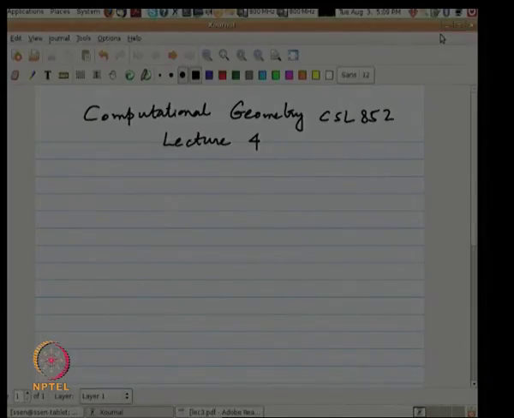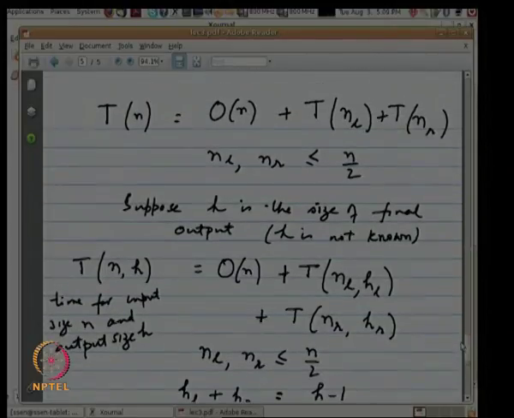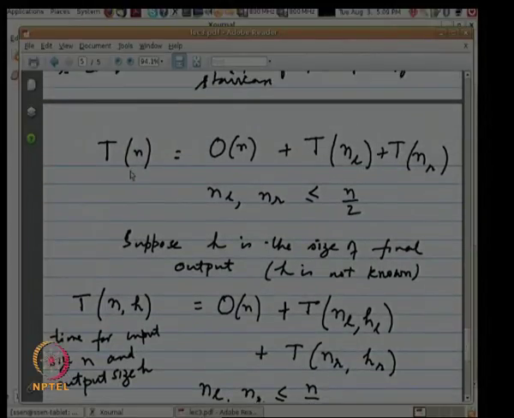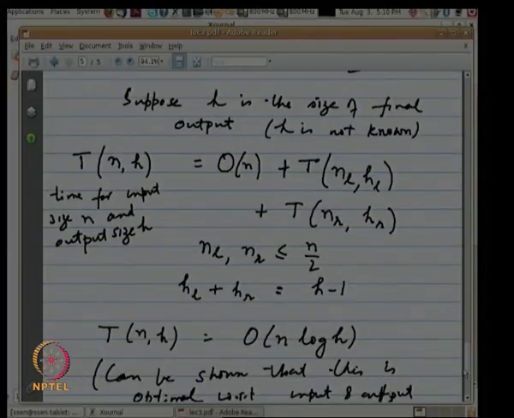So, the way I analyzed it was writing a recurrence, right. So, this is the recurrence that I wrote, T of n comma h, where n is the input and h is the output size, although h is unknown, I can still write this recurrence, and then I claim that you can prove rigorously that this recurrence has a solution of n log h. Okay. So, this is one way of proving this bound.